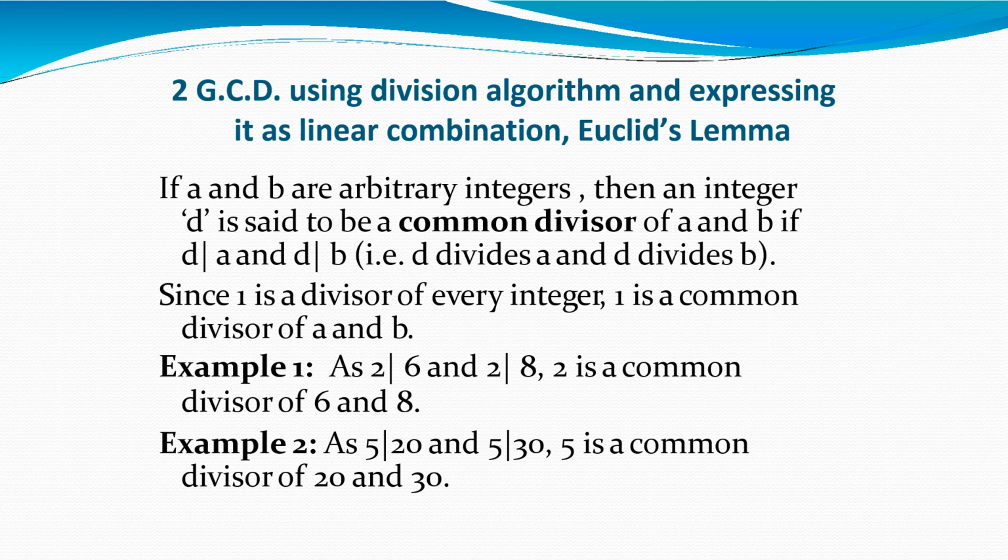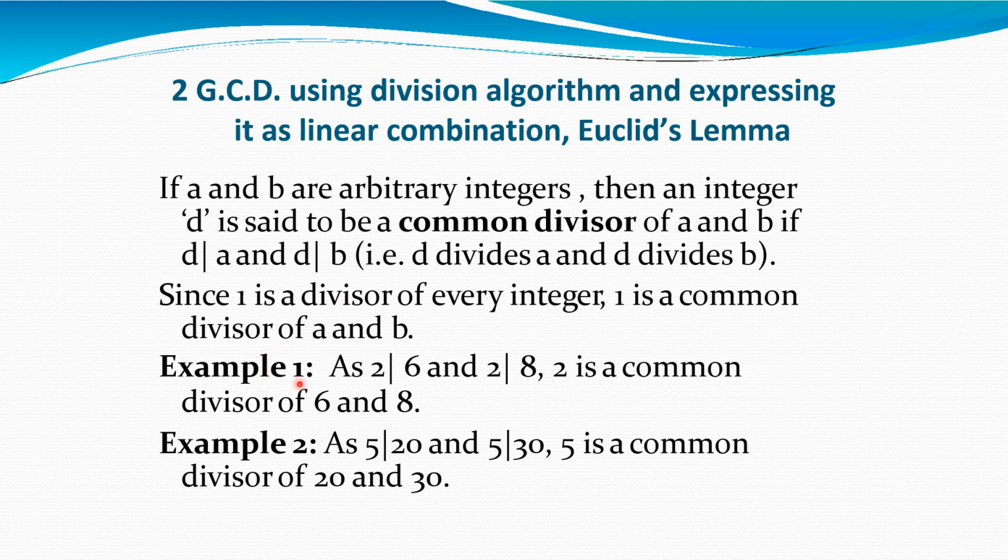Now first see what is the definition of greatest common divisor, that is highest common factor, of two integers. Now, if a and b are arbitrary integers, then an integer d is said to be a common divisor of a and b if d divides a and d divides b. Now, as 1 is a divisor of every integer, we can say that 1 is a common divisor of a and b. Similarly, see what are the common divisors of 6 and 8.